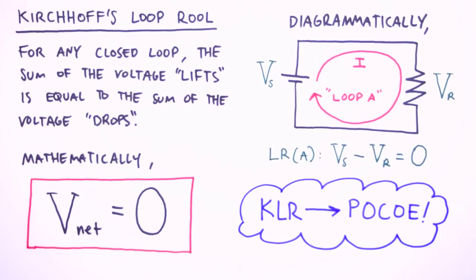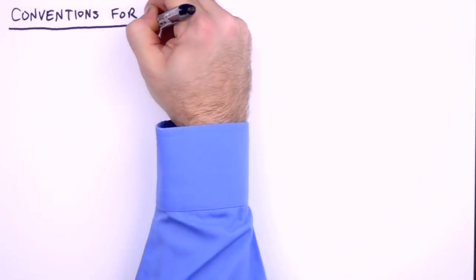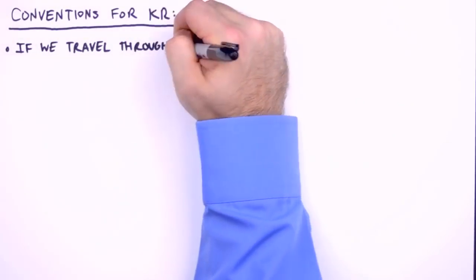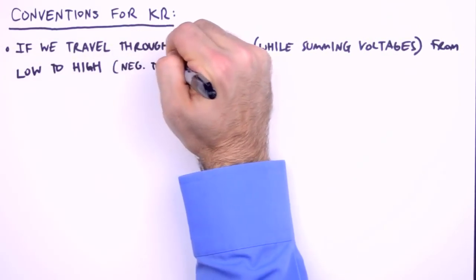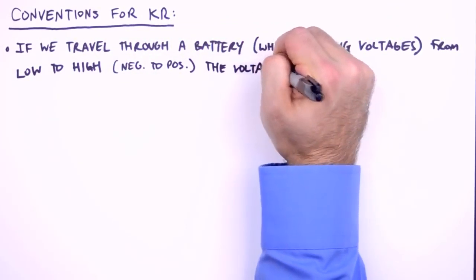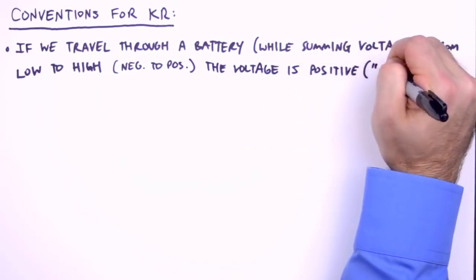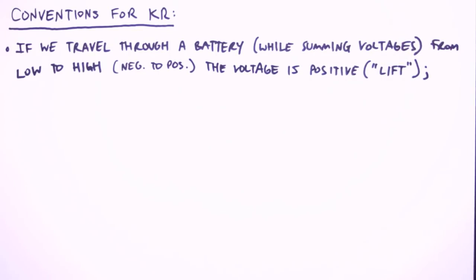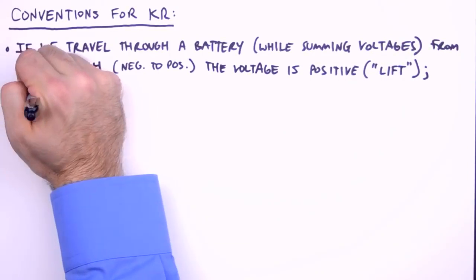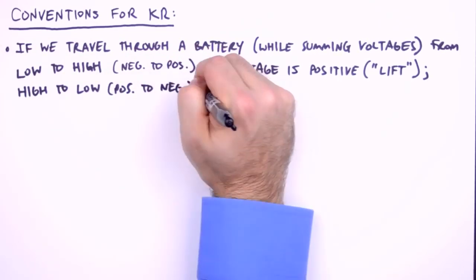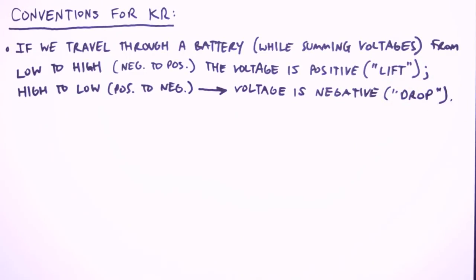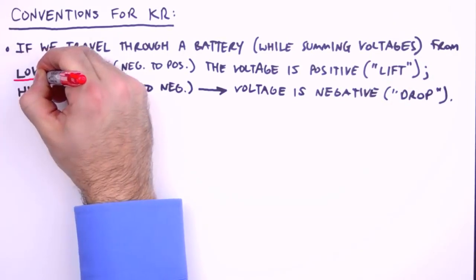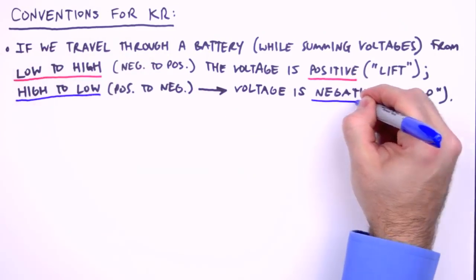Okay, now let's discuss the conventions associated with Kirchhoff's rules. The first two conventions relate to the loop rule in identifying voltage lifts and drops. If we're moving around a loop and we travel through a battery, while summing voltages, and we go from low to high, which is to say going from the negative terminal to the positive terminal, then the voltage of the battery is treated as a positive voltage, which we'll call a voltage lift because of the increase in electrical potential. If instead we travel through a battery high to low, that is positive to negative, the voltage is treated as negative, which we'll call a voltage drop because of the decrease in electrical potential. So for voltage sources, low to high, we have a positive voltage. High to low, we have a negative voltage.